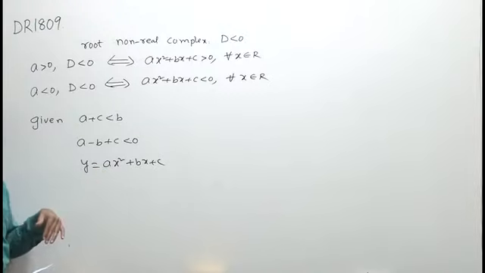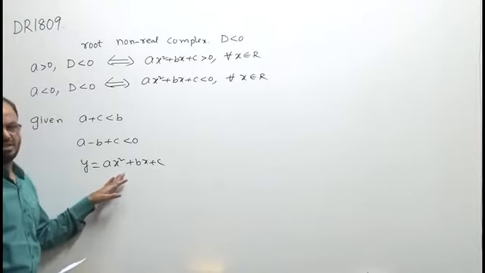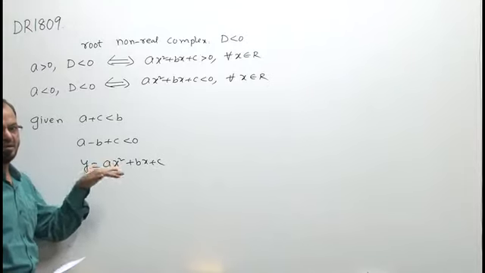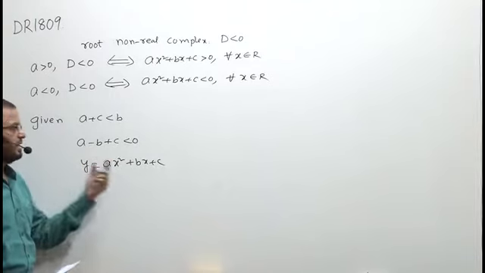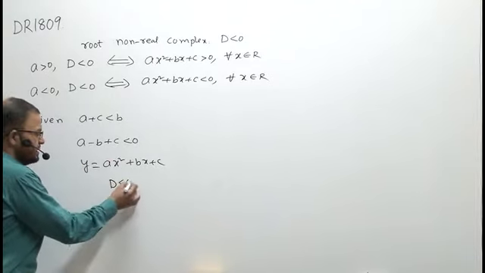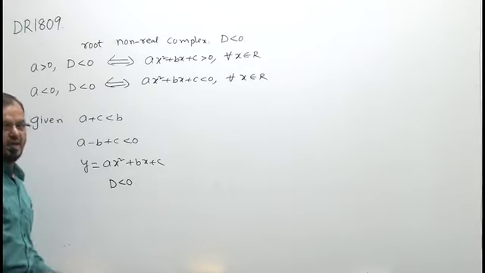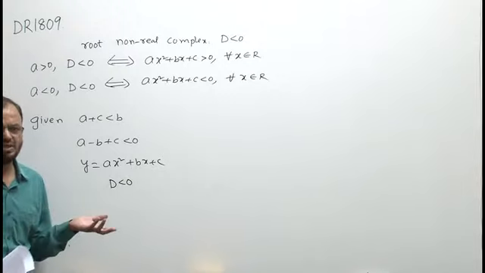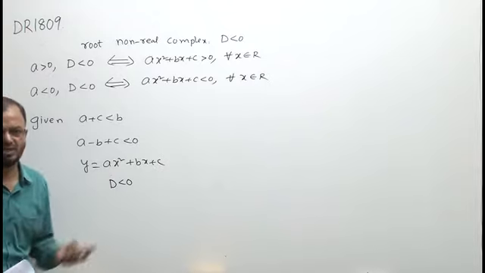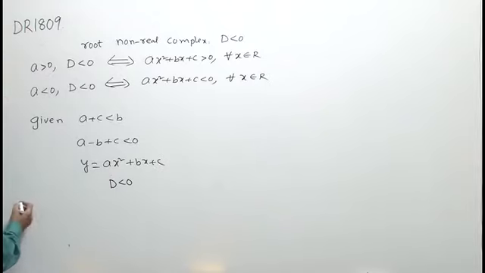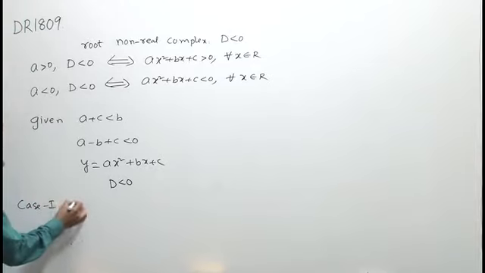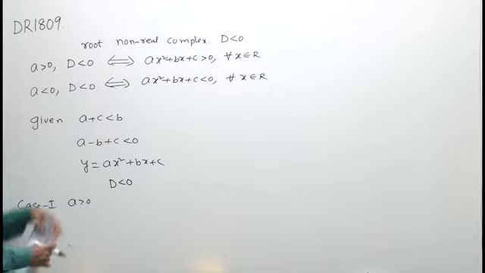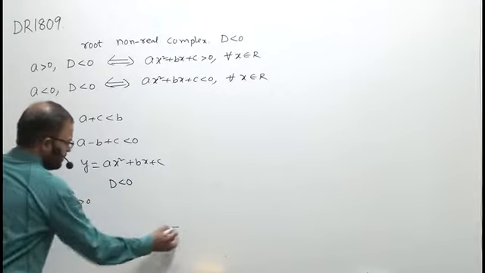I know that this corresponding equation has non-real complex roots, then I can say the discriminant is less than 0. But in order to draw the graph, I must know what is the sign of this A. It is not given, so I will take two possibilities, either it is positive or it is negative. Coming to the first case, A is positive.